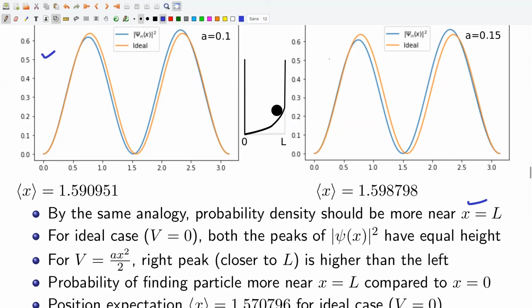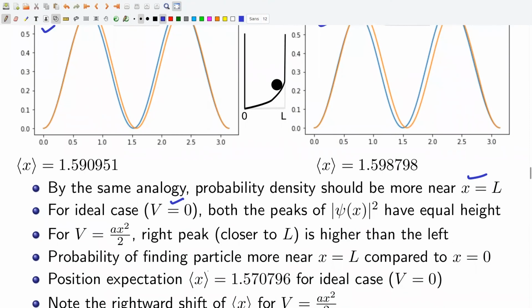Probability densities are plotted in these diagrams. For the ideal case, that is V equal to 0, both the peaks of mod psi(x) square have equal height, as shown by the orange line. However, for V equal to a x square by 2, the right peak, which is closer to L, is slightly higher than the left peak. This implies that probability of finding the particle is more near x equal to L than compared to x equal to 0. Same as we would expect classically.